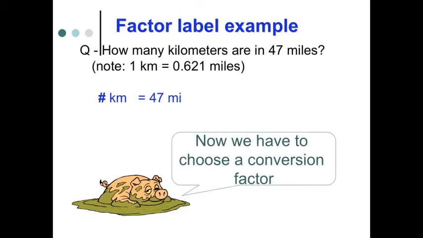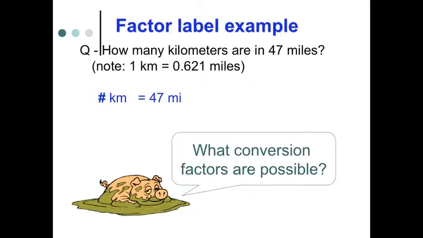And we identified our conversion equality. It was given to us in the problem: 1 kilometer is equal to 0.621 miles. And we can express it with 1 kilometer in the numerator or 1 kilometer in the denominator.